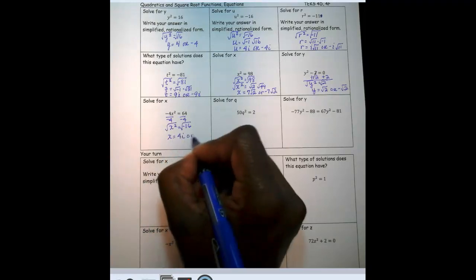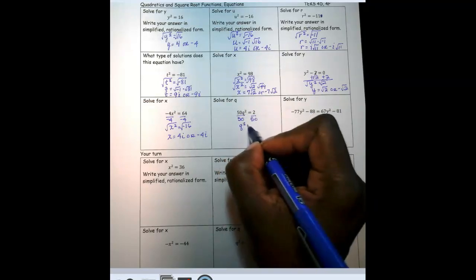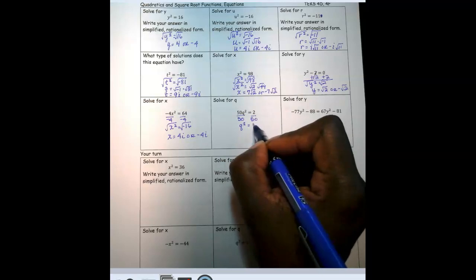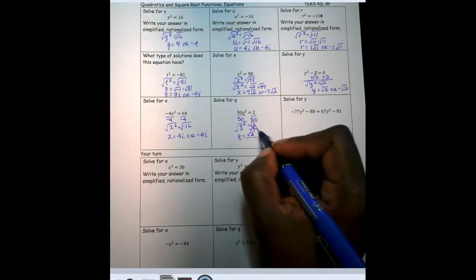So we're going to take the square root of both sides, and we've got x is equal to 4i or negative 4i. Here, again, we're getting q squared by itself, so we're going to divide by 50 on both sides of the equation. And we've got q squared is equal to 2 over 50. Well, if we take the square root of the denominator and the numerator, I said those backwards, I know, then we would get q is equal to the square root of 2 in the numerator.